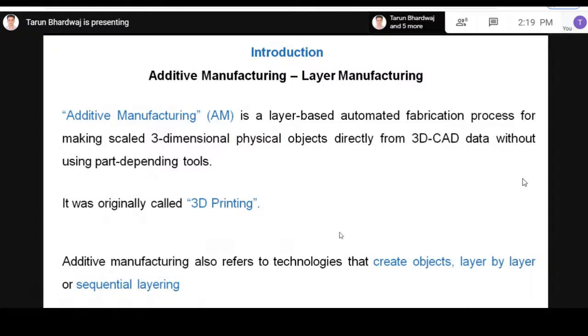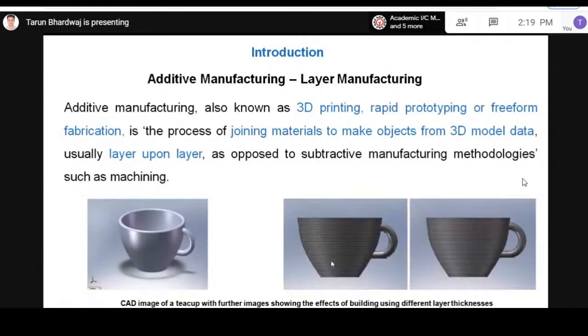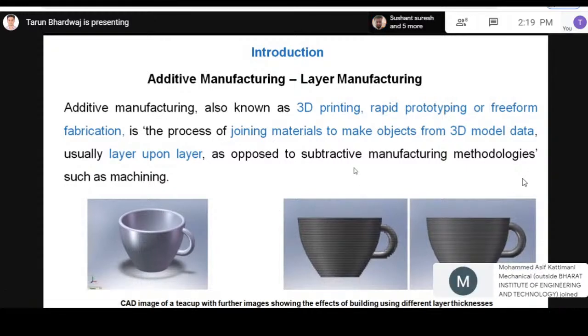Okay, so the whole solid figure is converted into small layers, and these layers have some thickness, you can say 40 micron or 50 micron. And we have to make these small layers and convert them into solid parts. They are opposed to a subtractive manufacturing process.